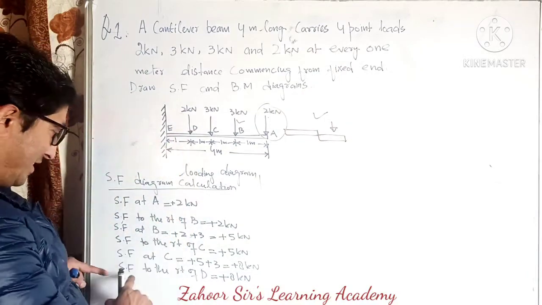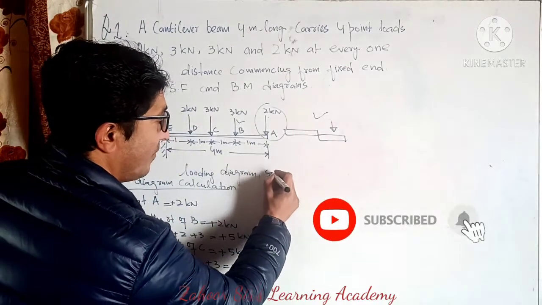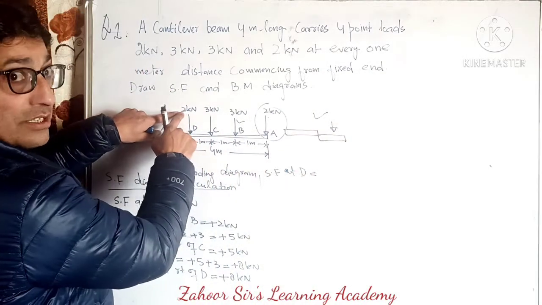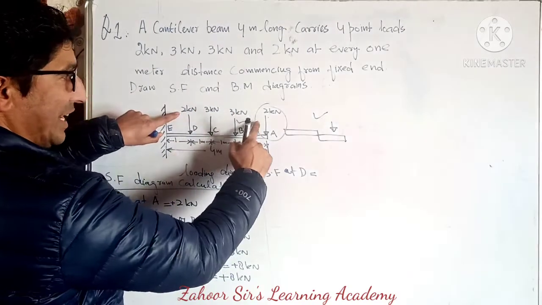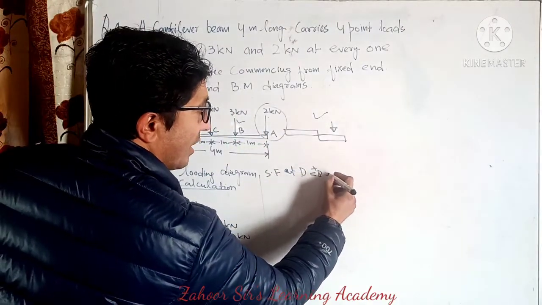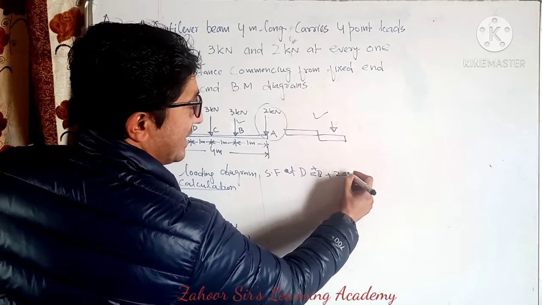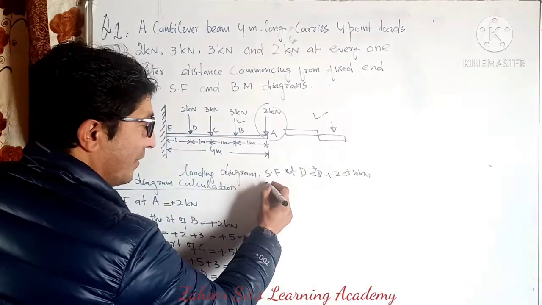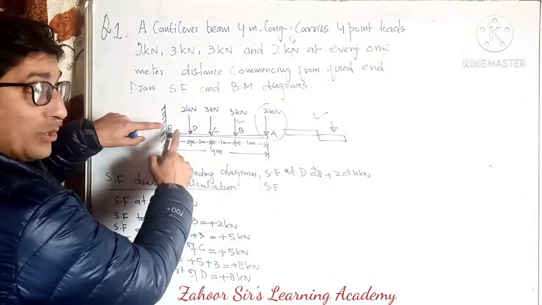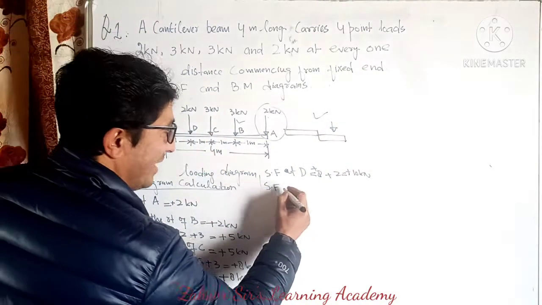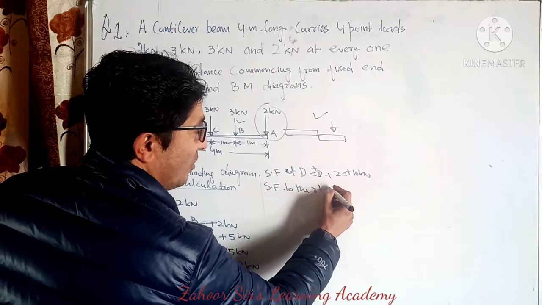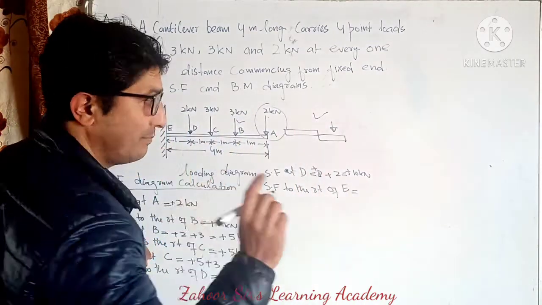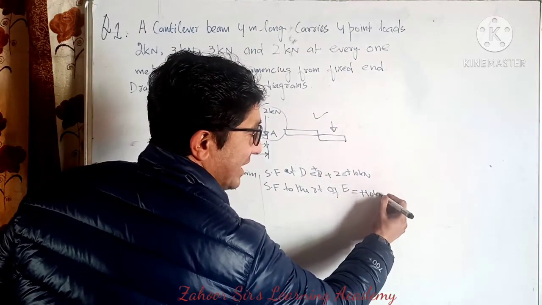Then at D, to the right of D, now SF at D. So at D is 2, plus 2, its right was 8, that means plus 8 plus 2, that means plus 10 kilonewton. Now SF, you tell me what is SF to the right of E? Yes, you are right, that is again this whole algebraic sum. So that means plus 10 kilonewton.